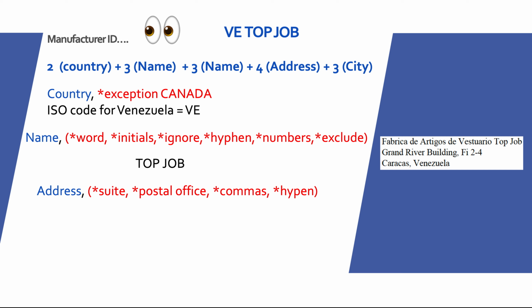In our case, we do have a hyphen. We're going to ignore it. And so our number would be 24. And that would be the fourth part of our manufacturer ID. I know it asks for 4, but we only have 2, so that's what we'll use.